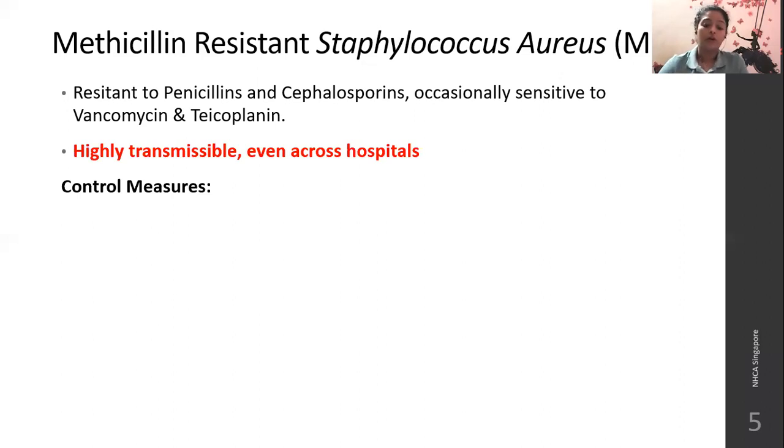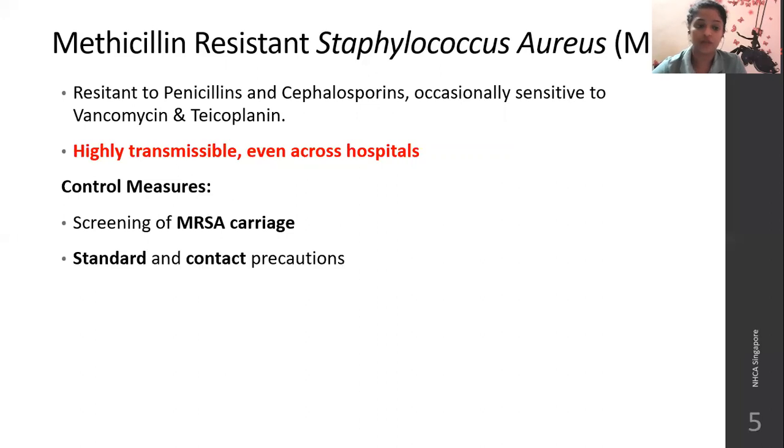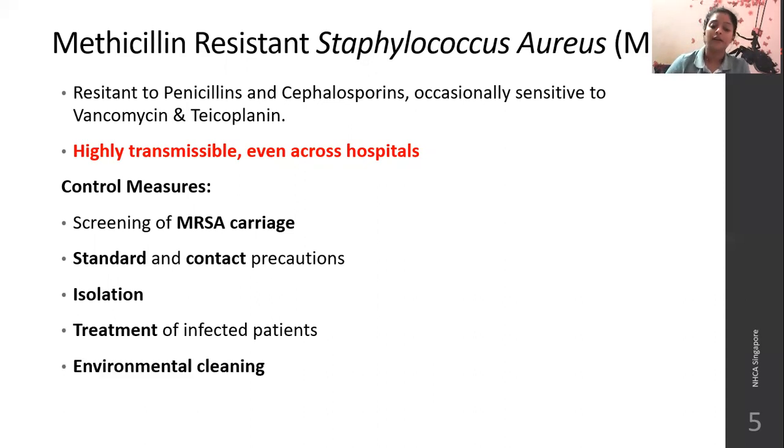Control measures. What you have to do here is screening for MRSA carriage at the entry level. Even for OPD patients and IP patients, screening should be sent for this particular strain. Standard and contact precautions should be put into place while dealing with any carrier patients or infected patients. Isolation of MRSA patients. Do not mix MRSA patients with other patients. Cohort the MRSA patients together. Treatment of infected patients with vancomycin or teicoplanin. Environmental cleaning is recommended post-discharge and during the treatment also.